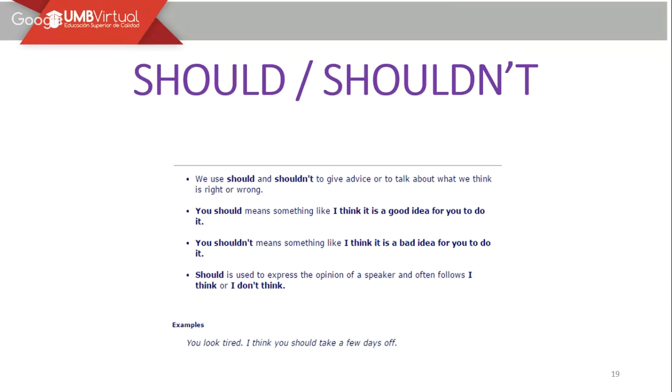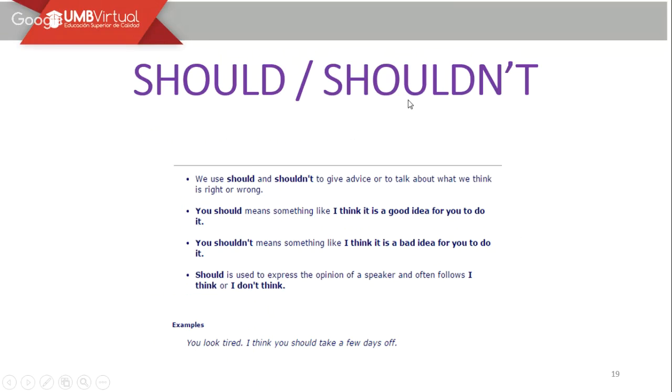We use should and shouldn't to give advice or to talk about what we think is right or wrong. You should means something like there is a good idea for you to do it. You shouldn't means something like I think it's a bad idea for you to do it. And should is used to express the opinion of a speaker and often follows I think or I don't think. You look tired, I think you should take a few days off.